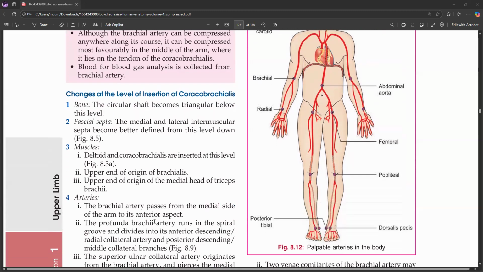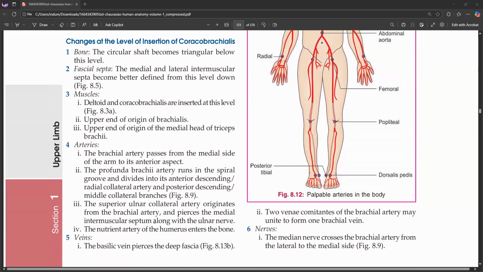Changes at the level of insertion of coracobrachialis. Number 1. Bone. The circular shaft becomes triangular below this level. Number 2. Fascial septa. The medial and lateral intermuscular septa become better defined from this level down. Figure 8.5. Number 3. Muscles. Deltoid and coracobrachialis are inserted at this level. Figure 8.3a. Upper end of origin of brachialis. Upper end of origin of the medial head of triceps brachii.